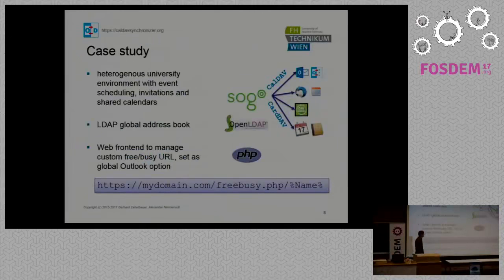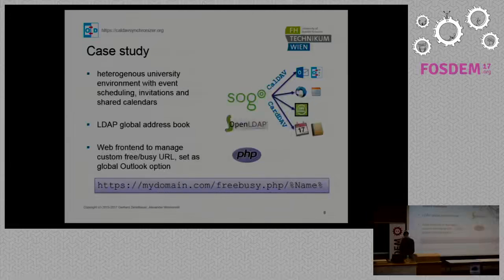As a small case study, I can show you the deployment we did in a university setup. It's quite a heterogeneous environment. We try to support all possible clients. And on the server side, we have a SOGo groupware server. Supported clients are Outlook, of course, with our add-in, then Thunderbird Lightning. On the mobile side, we support Android with DAVdroid. It's another open source CalDAV client, which we can recommend. And of course, there's native CalDAV and CardDAV support in all Apple devices.